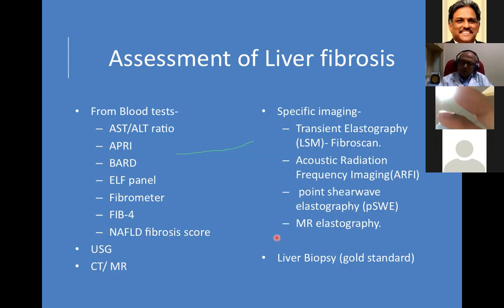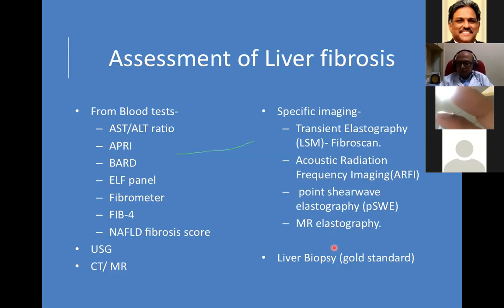MR elastography again is very limited in terms of availability. It is the most recent test, and a specific machine with a specific module is required for doing this. It's pretty expensive, and availability, like I said, is in a very few centers. So we have got one of these, and we use this for a few cases where we are not sure about what the readings are with FibroScan and the ultrasound-based techniques.